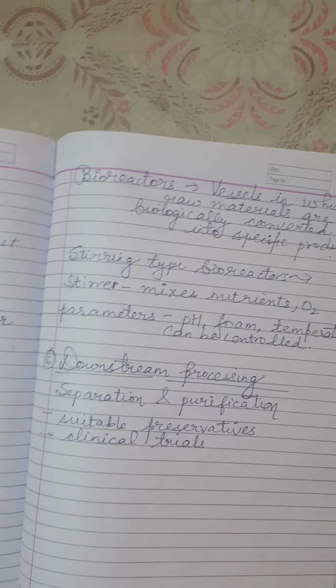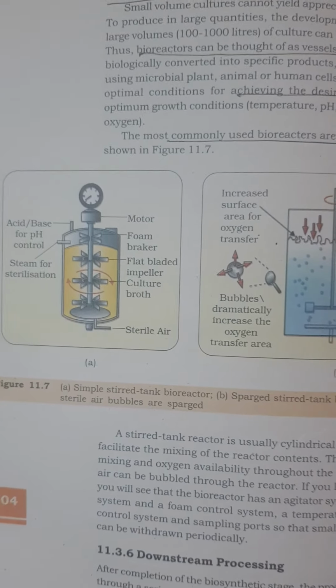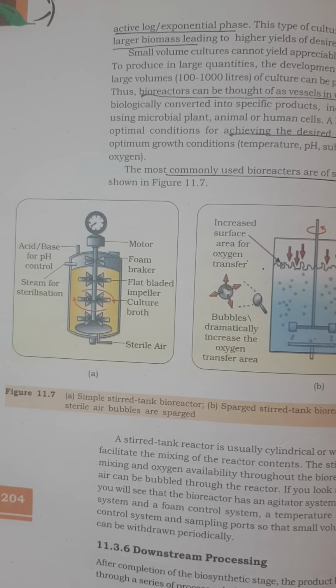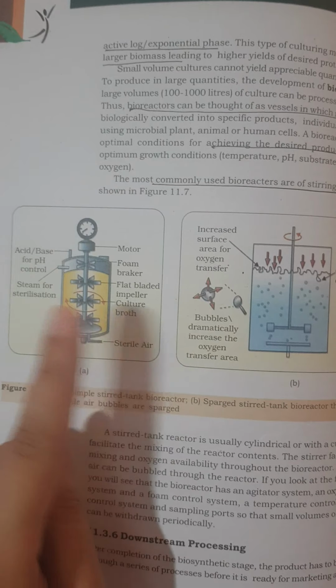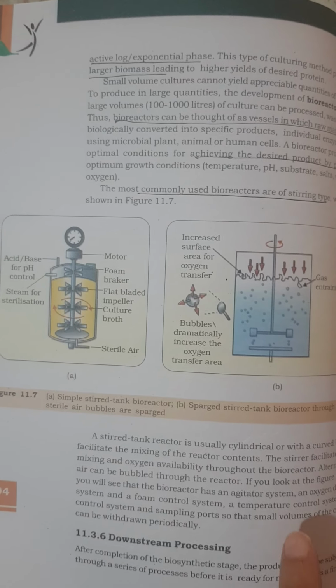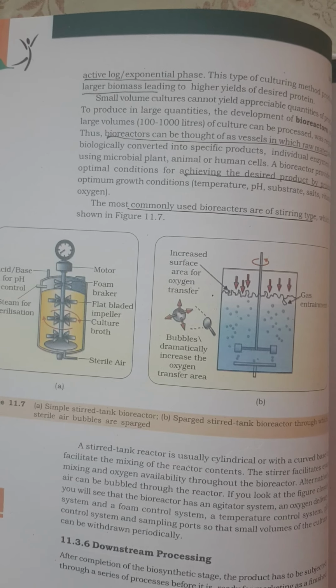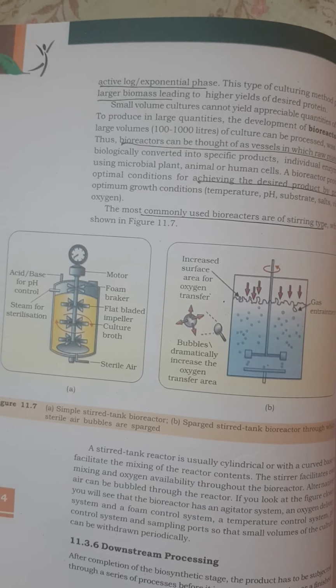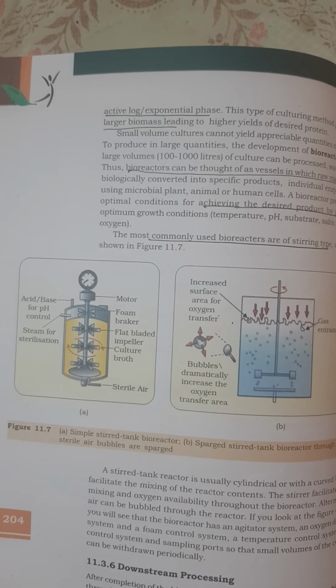Now, in the NCERT, I would like you to see the two different types of bioreactors we are talking about. One is the simple stirred tank bioreactor, where agitation is happening. And the second is the sparged stirred tank bioreactor, through which air bubbles are produced. All of this is to increase the surface area for oxygen transfer.